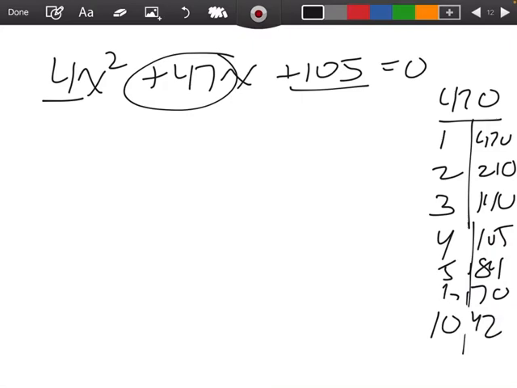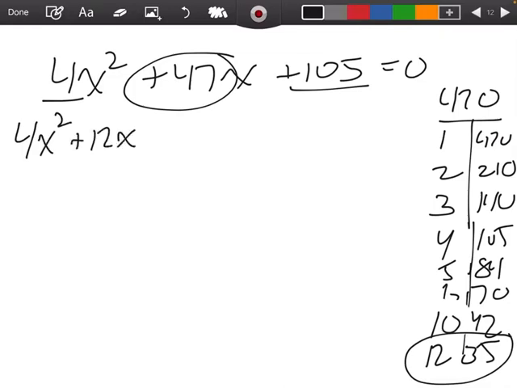So 420 divided by 12. Does 12 work? 12 and 35. Man, took us a little while, but look, those numbers right there will add up to 47. Okay, let's do it to it. So 4x squared plus 12x plus 35x plus 105 equals 0.